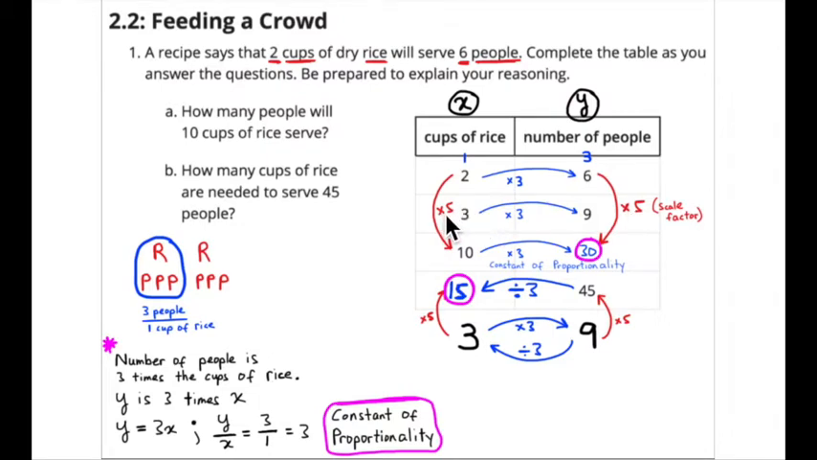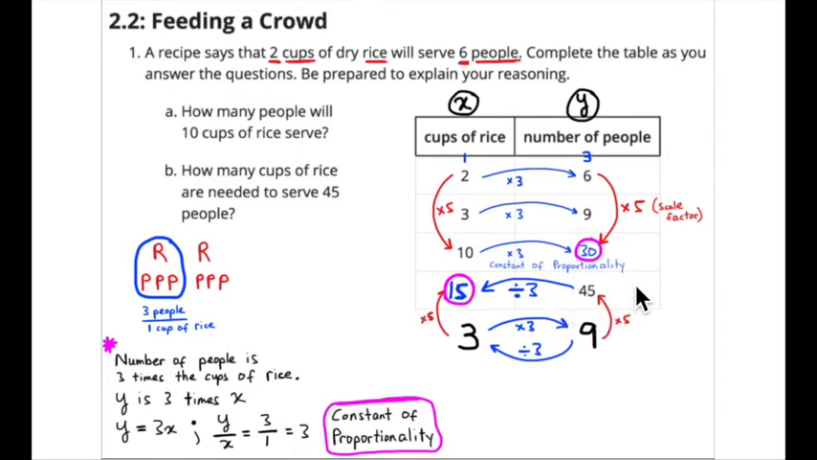So scale factors, generally, you have different scale factors for different rows, depending on what you're doing. But notice that if you go from one column to the other column, that's using the constant of proportionality. That is the same factor, times 3, times 3, times 3. That's the constant of proportionality.